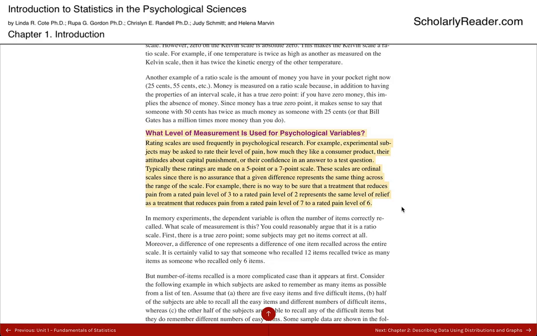These scales are ordinal scales since there is no assurance that a given difference represents the same thing across the range of the scale. For example, there is no way to be sure that a treatment that reduces pain from a rated pain level of 3 to a rated pain level of 2 represents the same level of relief as a treatment that reduces the pain from a rated pain level of 7 to a rated pain level of 6.